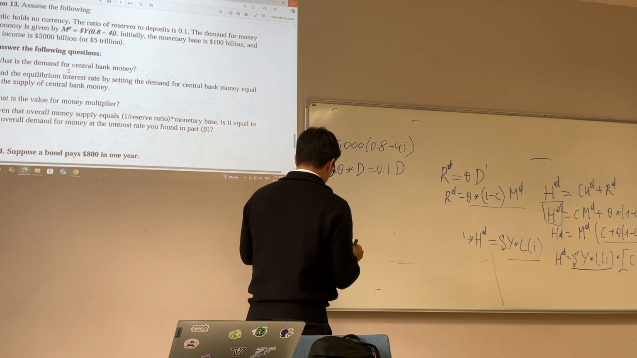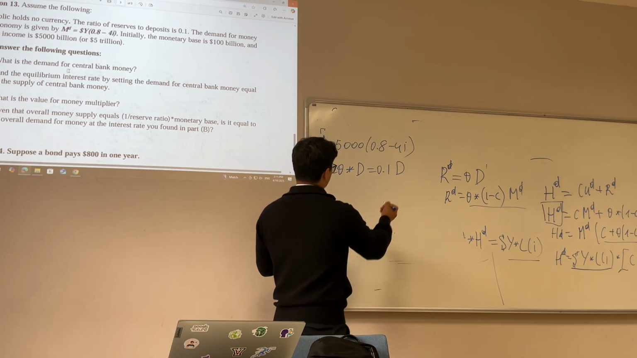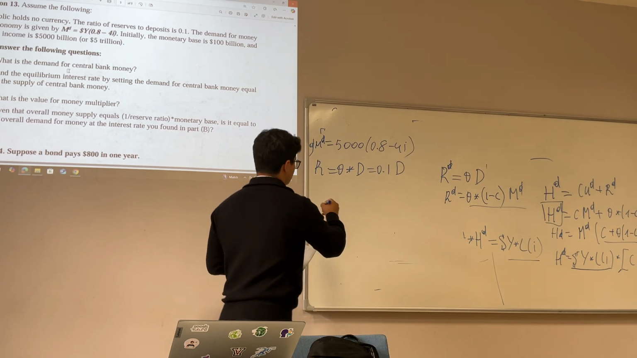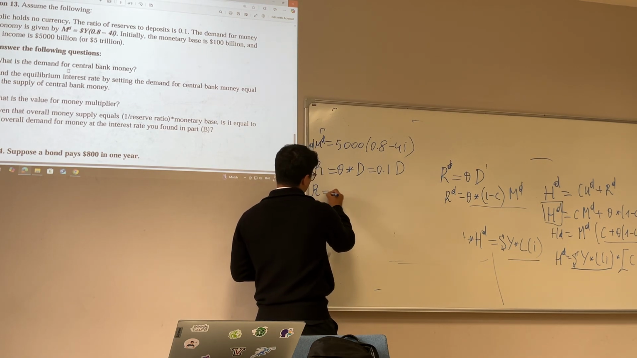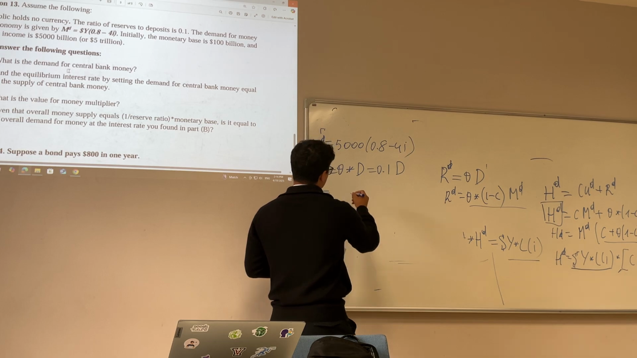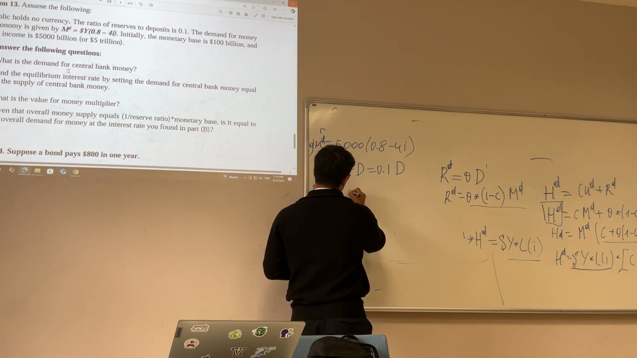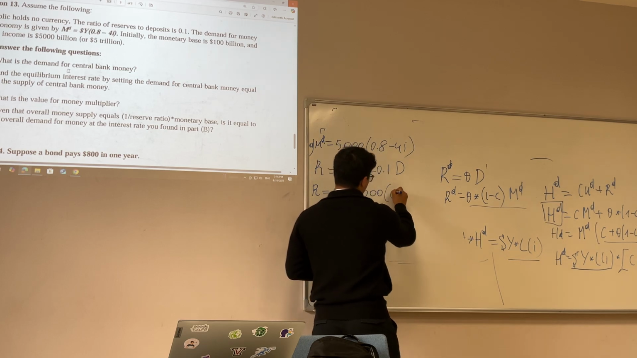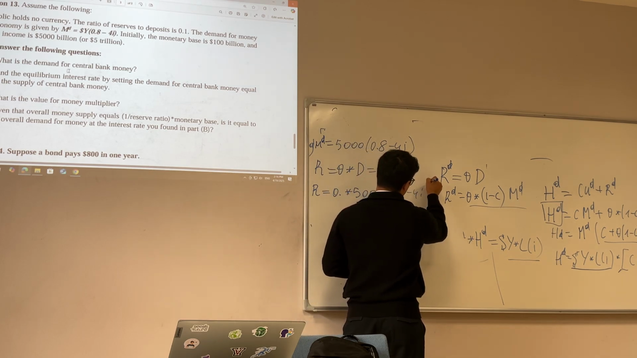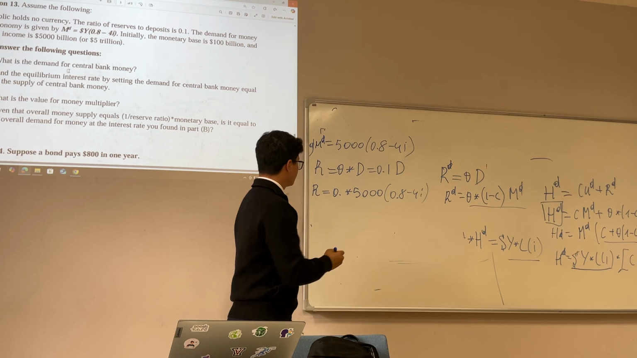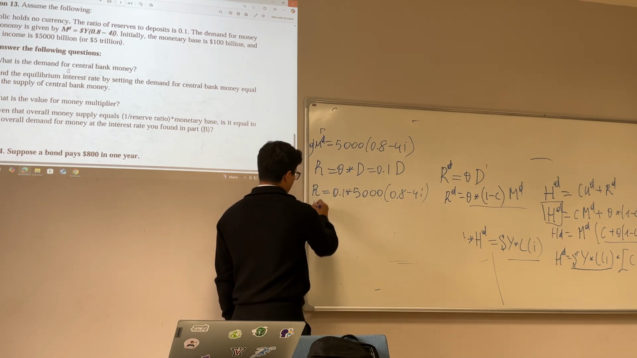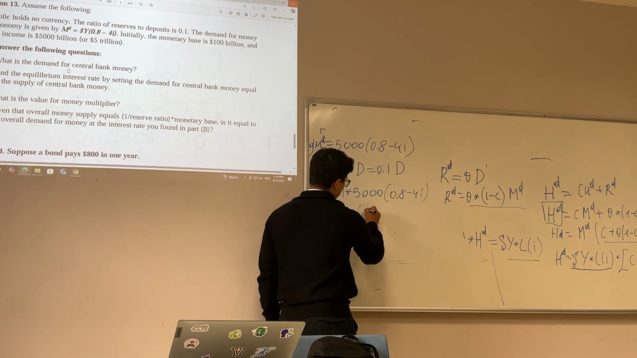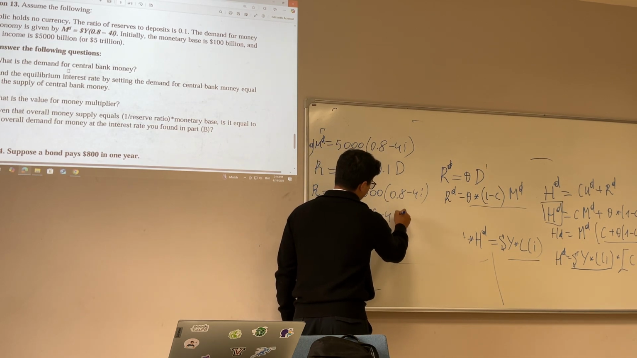So this shows that demand for money. So R is equal to 0.1 multiplied by 5,000, 0.8 minus 4i. So R will be equal to 500, minus 4i.